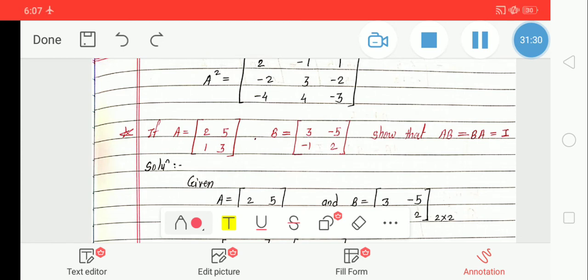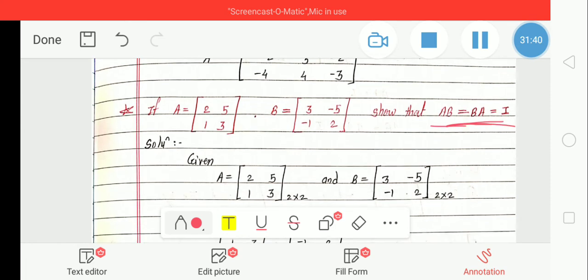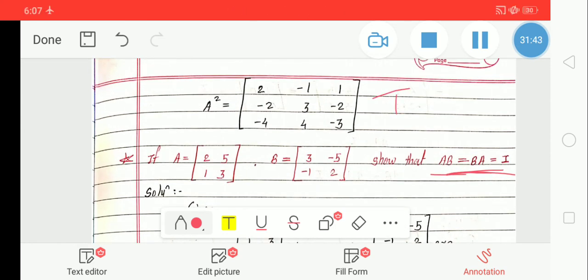If A is 2 5 1 3 and B is 3 minus 5 minus 1 2, show that AB is equal to BA is equal to I. I means identity. Identity here means 2 cross 2, so identity means 1 0 0 1. This is the identity matrix.